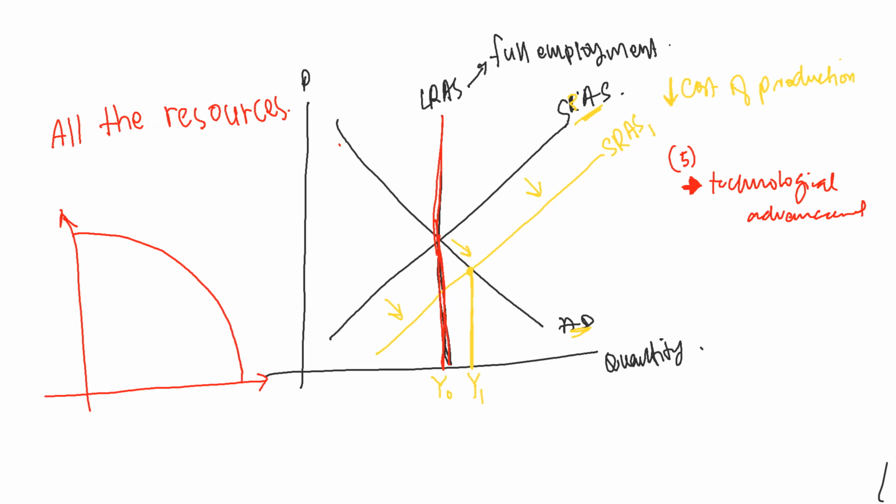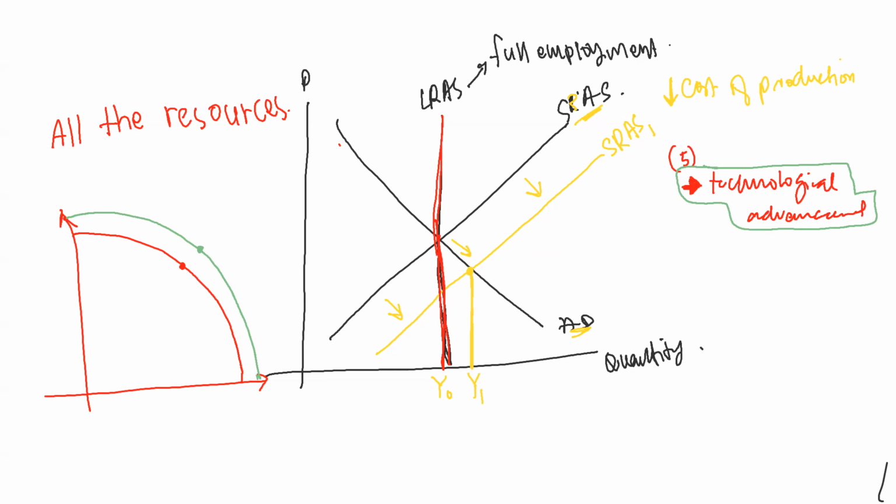Just imagine that these are the resources of the economy, and the red line shows that the economy is producing at this point. They don't have any other resources to actually increase their production, right? Now, the only shift that happens in the long run aggregate supply is when your PPF, that is production possibility frontier, moves outwards. Only then your long run aggregate supply curve is going to shift outwards. And this could happen due to an advancement in the technology. This is one of the reasons why your long run aggregate supply curve can shift.